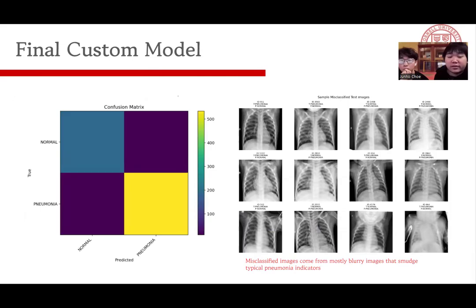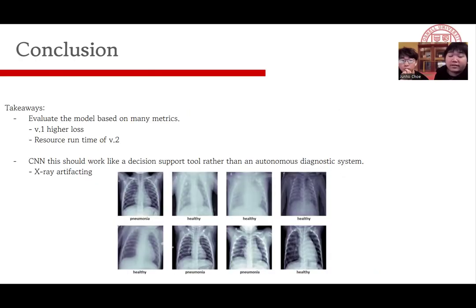And in the confusion matrix, you can also see that the off diagonals are about the same color, meaning that there's very low likelihood that it's choosing incorrectly. And you can see based on the X-rays that it's mostly blurry images that are causing the problem. As a takeaway, you should always evaluate the models based on many metrics, like the higher loss in V1, as well as the resources taken by V2. And the CNN should always work as a decision support tool and never as an actual final answer.